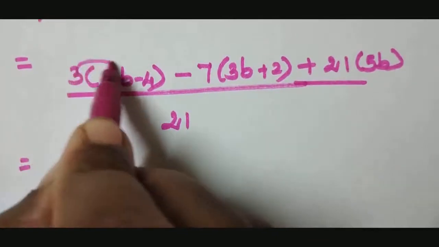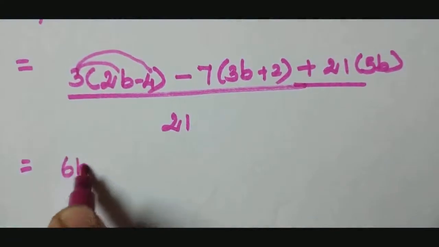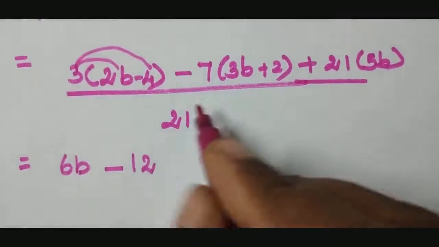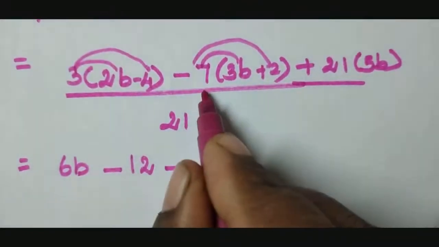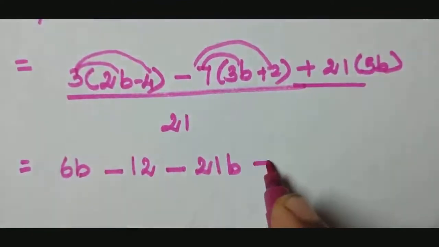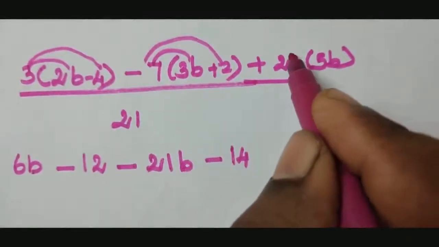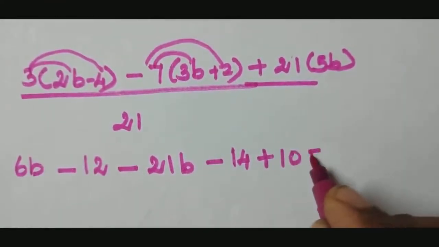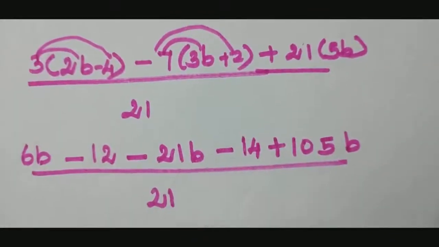Multiply this 3 with the terms inside the bracket. 3 into 2b is 6b, plus into minus is minus, 3 4s are 12. Multiply this minus 7 with the terms inside the bracket. Minus into plus is minus, 7 into 3b is 21b. Minus into plus is minus, 7 2s are 14. Multiply this 21 with this 5b, 21 into 5 is 105b, divided by 21. So now we have to simplify this one.